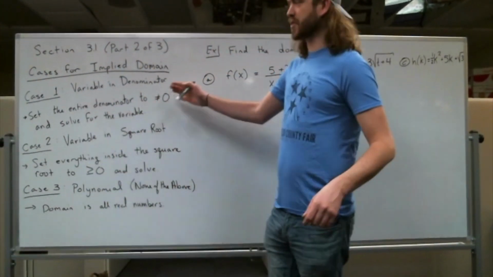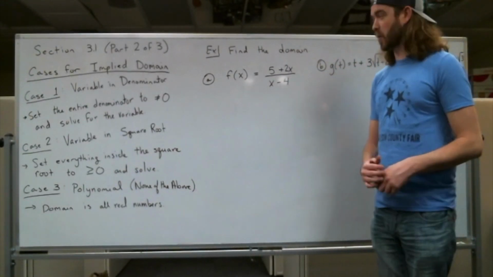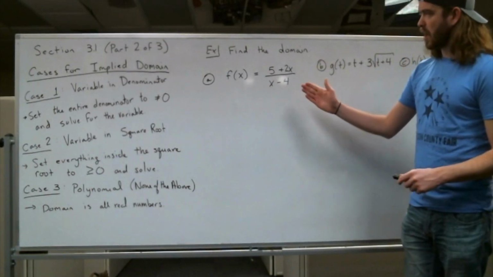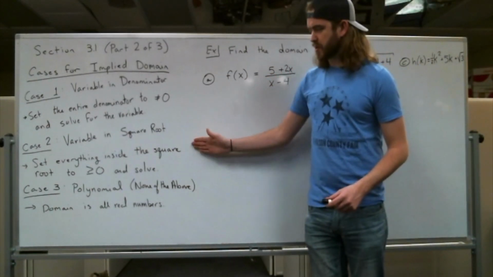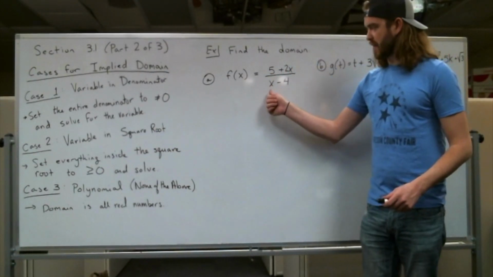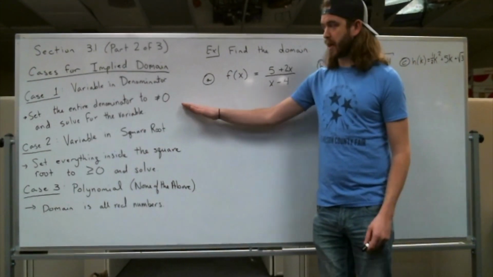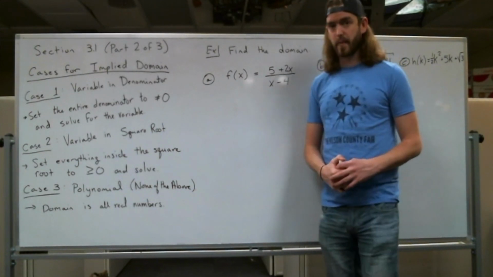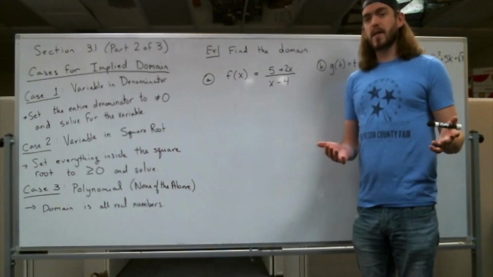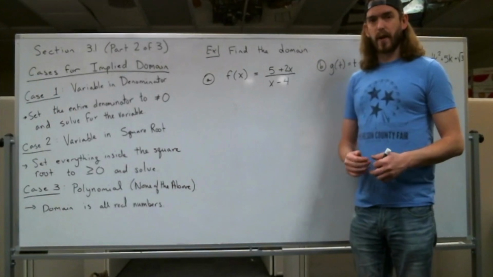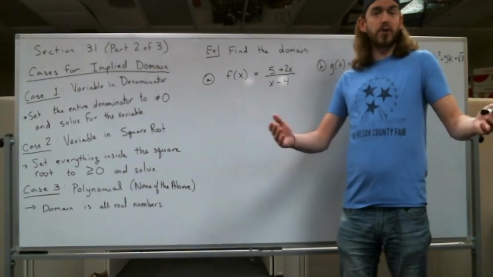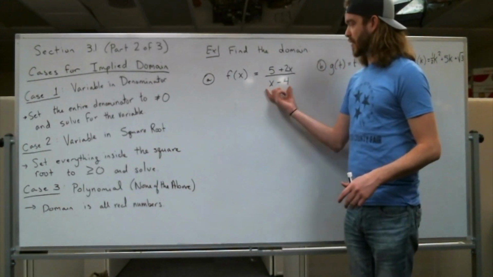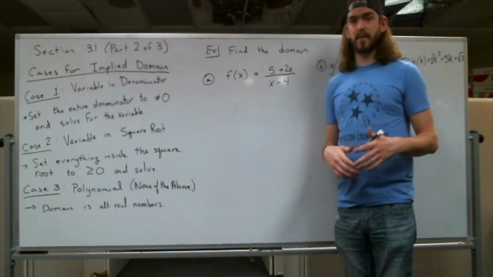Now let's do this first example. We have f of x is equal to 5 plus 2x over x minus 4. When we go through and look at our different cases, we see that there is a variable in the denominator, so we're going to use case 1. We're going to set the entire denominator to not equal 0 and solve for the variable. A whole lot of times I get asked, there is an x in the numerator, what are we supposed to do with that? The answer is you don't have to do anything with that. That's not going to affect the domain at all. The only thing that we're worried about is this x minus 4 because we cannot divide by 0.